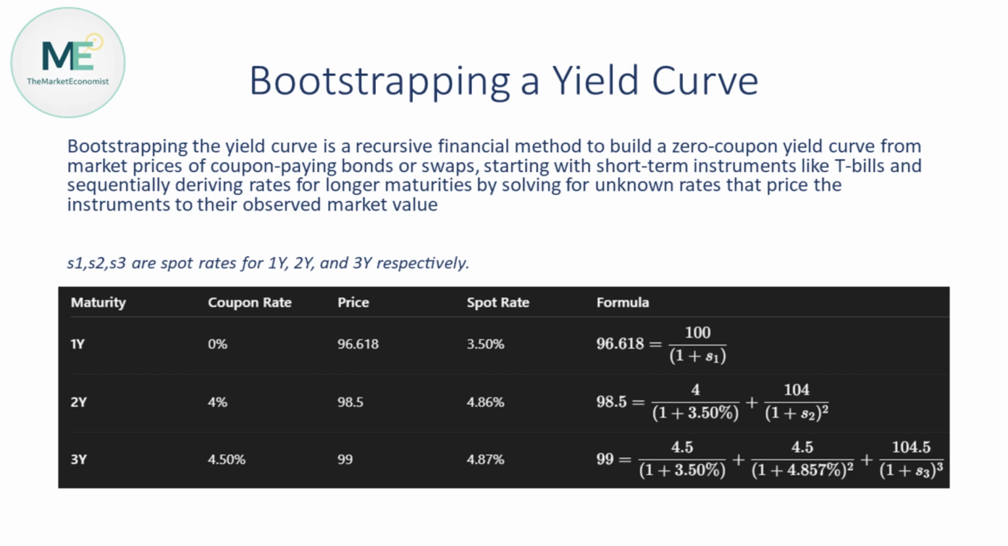So that is how we arrive at all the three spot rates, and if you plot all these spot rates, you will get the yield curve that we saw earlier. Now we understand what spot rates are. Spot rates are essentially the zero coupon yield curve.